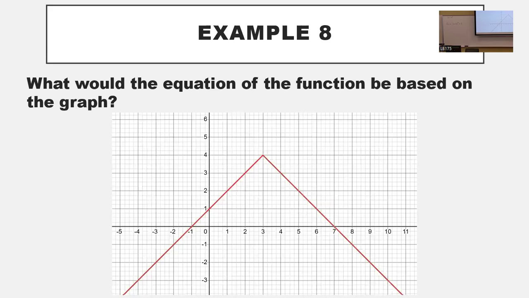Try this one on your own from the absolute value. Obviously, the base function is absolute value. If you had to write the function, what would it be?